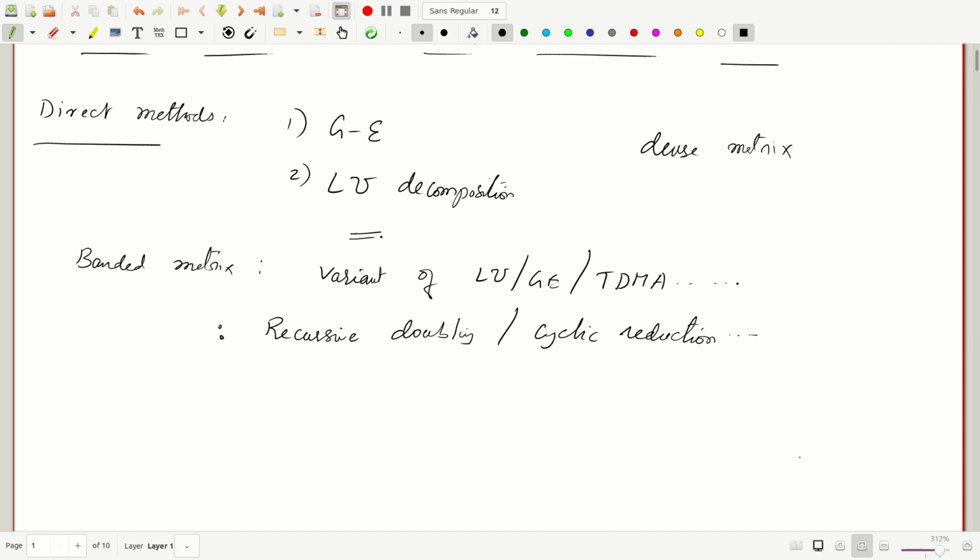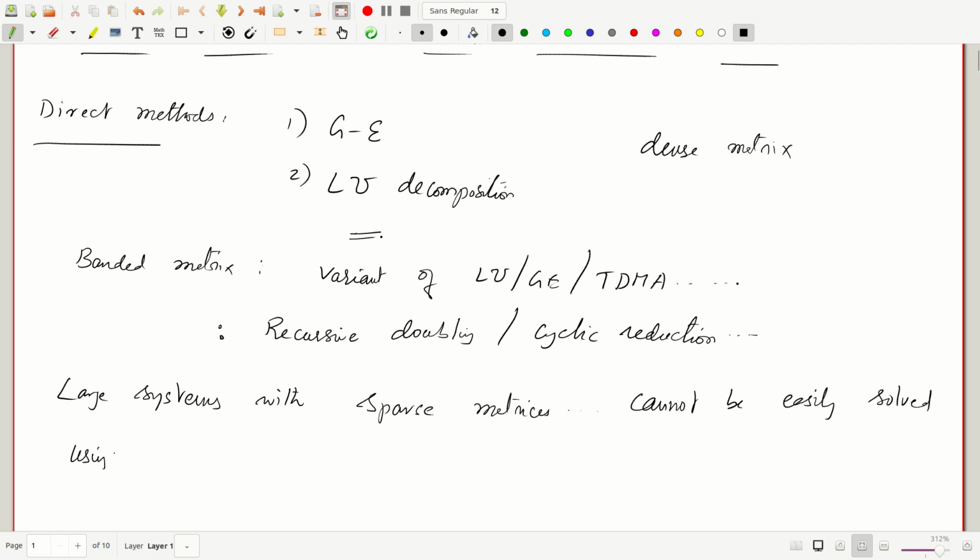Okay, so all these methods, whether it is a banded matrix or a dense matrix, if you have large systems with sparse matrices, cannot be easily solved using direct methods, because direct methods tend to store the entire matrix A, and if there is no banded structure, then storing all the elements of A and trying to calculate using a direct method can be very computationally expensive.